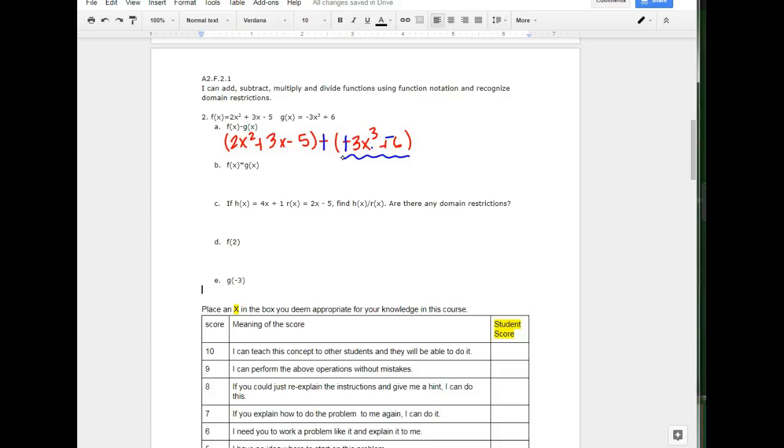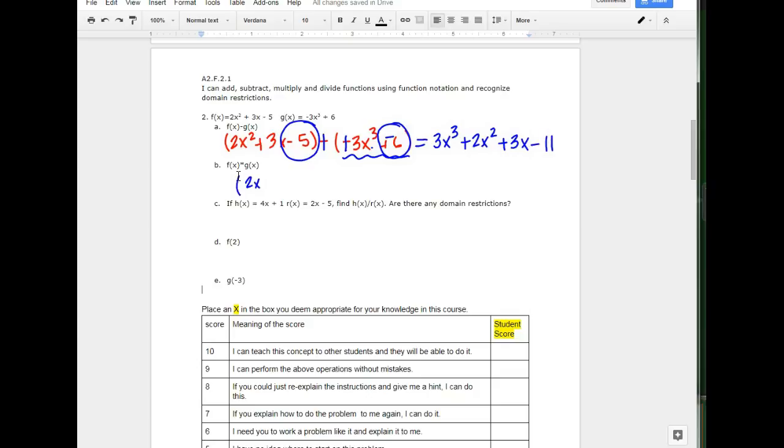So notice everything in here changed. I'm doing the opposite of everything in here, and I'm going to add. So now you're looking for like terms. So I look for my highest power of x. I don't have anything to go with it, so I write it down. If I did, though, I would add or subtract the numbers that are in front of x cubed. Now I have an x squared, and it's the only one. And then I have 3x, and it's the only x term. But then I have numbers. So I have a negative 5 and a negative 6, and that would be a negative 11.